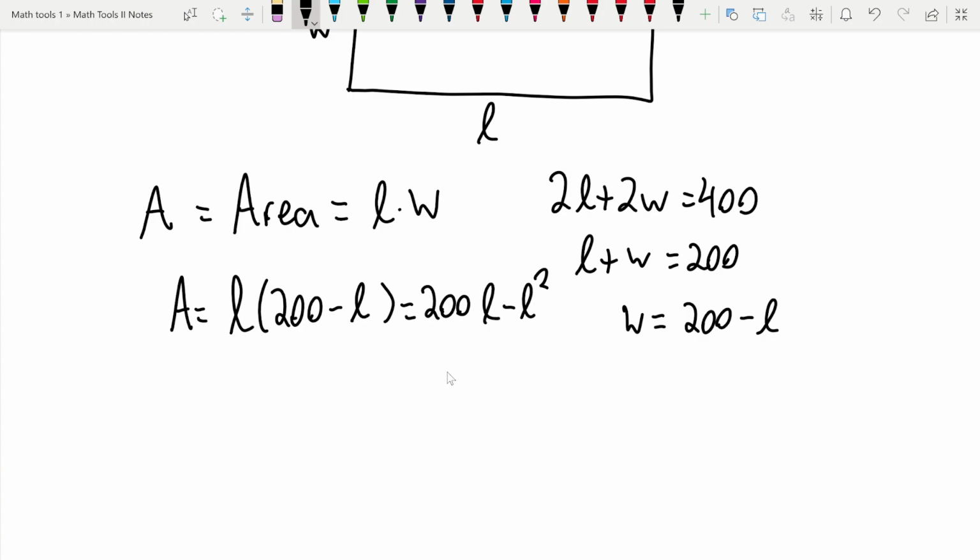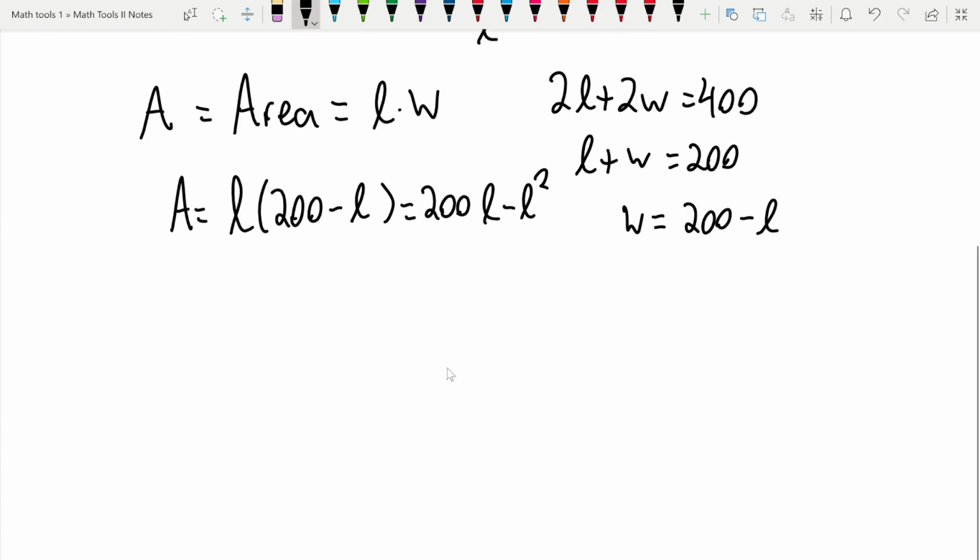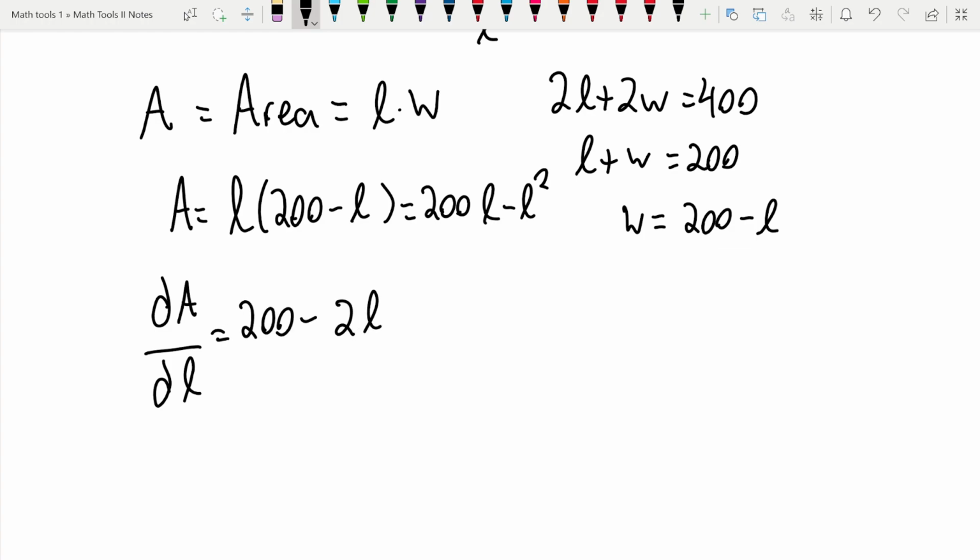Because that's how we can find a local max or a local min, right? So we'll need to find where the derivative is equal to 0, and then we'll verify that it's a maximum. And hopefully with the way this problem is set up, it should be a maximum. So if we find dA/dL, the derivative of A with respect to L, we get 200 minus 2L, and we'll set this equal to 0. Again, you can divide by 2: 100 minus L equals 0, so L is equal to 100.